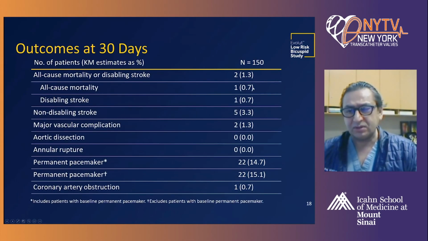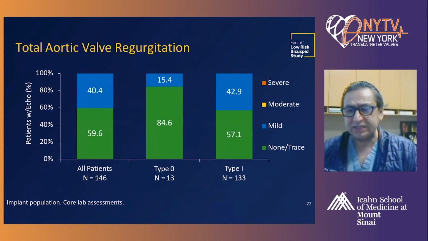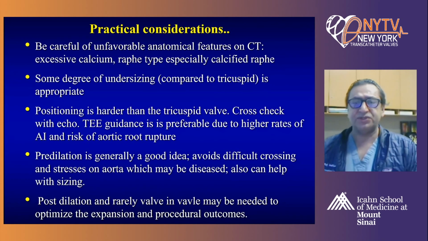Once again, if you look at the all-cause mortality, it was 0.7% at 30 days. So I think these are excellent data. If you look at the disabling stroke rates, also less than 1.4%. The valve hemodynamics were excellent, and also there were no cases of moderate or severe aortic valve regurgitation.